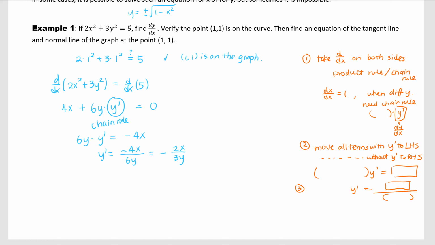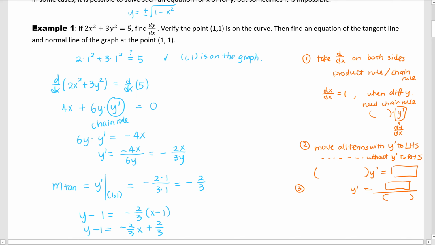And what's next? Oh, we want to find m tangent. Well, what's m tangent? That's the derivative evaluated at the point (1, 1). So we plug in x is 1, y is 1. Oops. Then we get minus 2/3. Okay, what's next? Well then, y minus the y coordinate, 1, equals the slope times x minus the x coordinate. So we have minus 2/3 x, negative becomes positive. So let's continue.